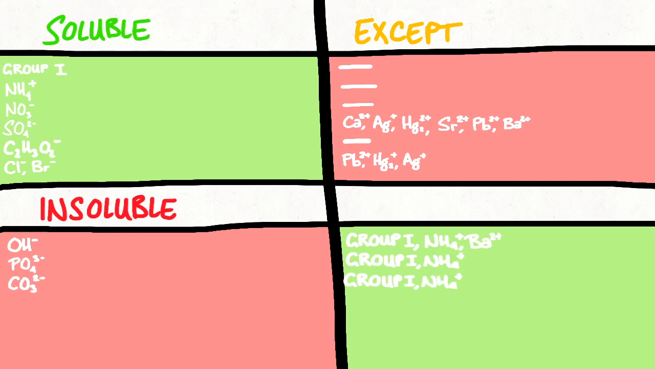These trends take priority over other trends. For instance, phosphates are usually insoluble unless they are combined with a group 1 element or ammonium. Most halide salts, salts containing a group 17 ion, are soluble except with silver 1, mercury 1, and lead 2.